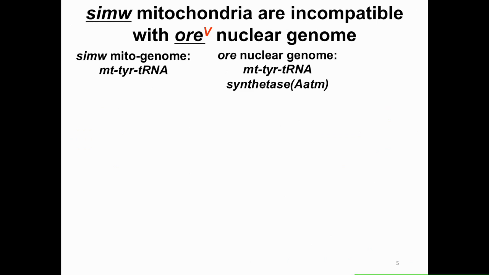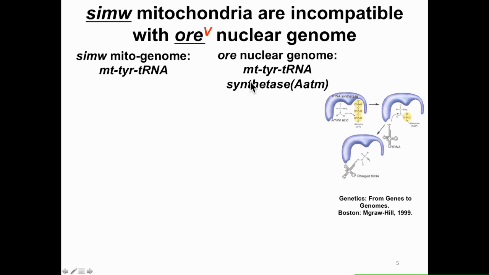So molecularly, our collaborators also traced back to the two genomes. What they found was the incompatibility actually lies between two genes, one encoded by the simulans mitochondria and the other one encoded by the Oregon nuclear genome. In simulans, there is a polymorphism in the mitochondrial tyrosine tRNA, and at the same time, in the Oregon nuclear background, there is a mutation of the mitochondrial tRNA synthetase. To remind you, what the tRNA synthetase does is to charge the tRNA with the corresponding amino acid.